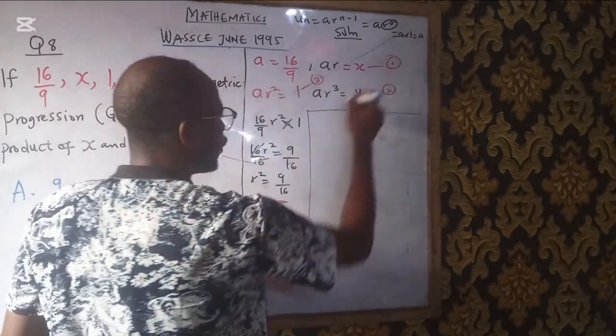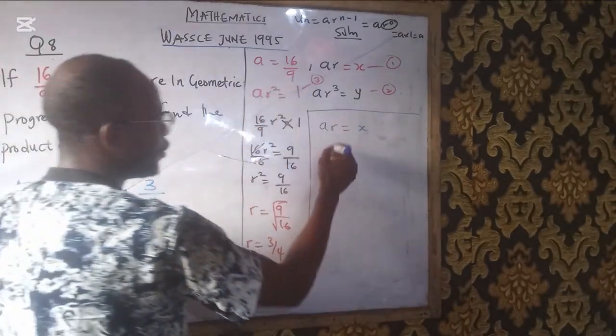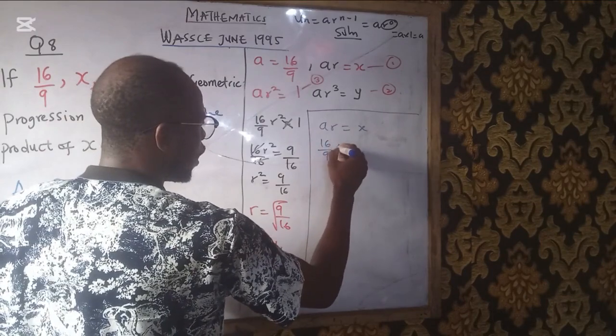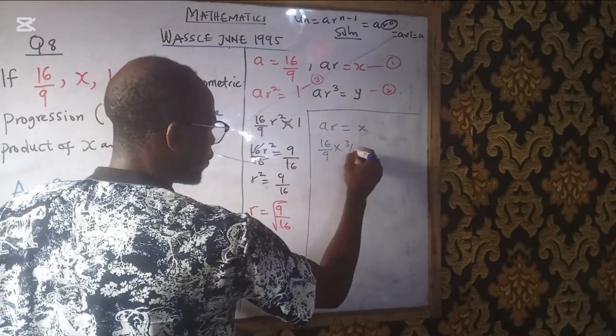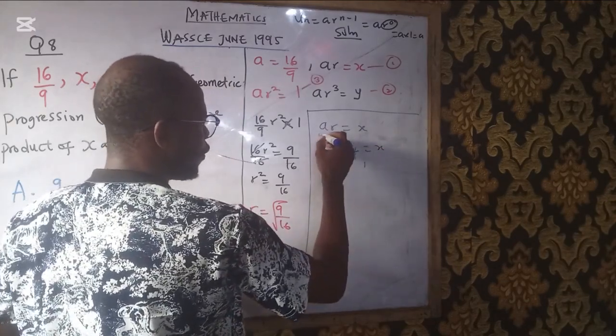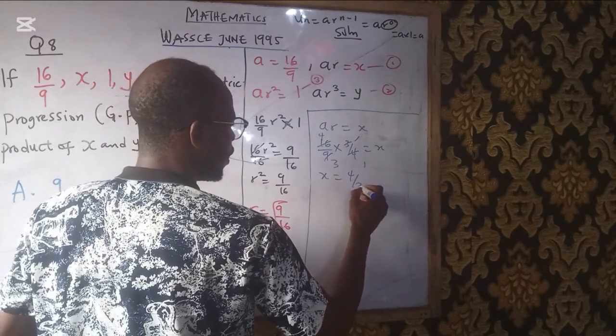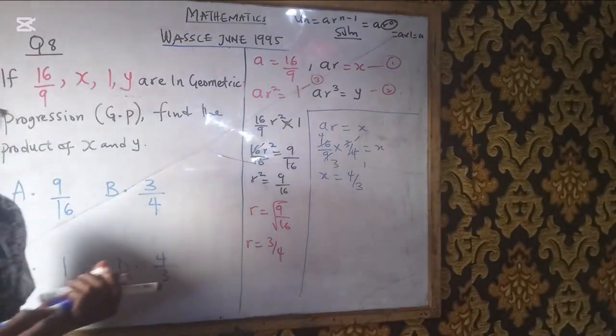So from this first equation, we have AR equals x. So my A is 16 over 9 and my R is 3 over 4, equals x. So I can say 4 here 1, 4 here 4. 3 here 1, 3 here 3. So my x is simply 4 over 3. I have gotten the value of x like that.